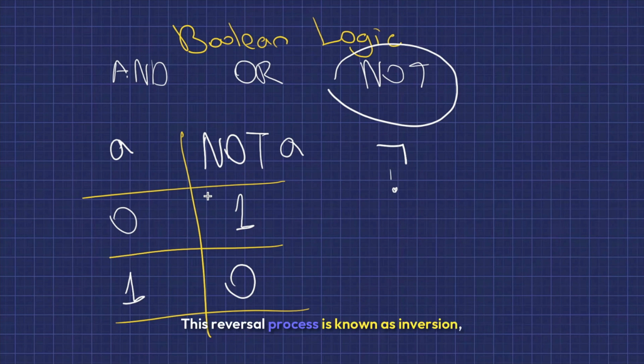This reversal process is known as inversion, and it's why the NOT gate is also called an inverter. Now let's use a practical analogy. Imagine you are looking at a room with a smart light bulb. The switch on the wall is programmed with a NOT logic. If the switch detects the signal off, it turns the light on. If the switch detects the signal on, it turns the light off.